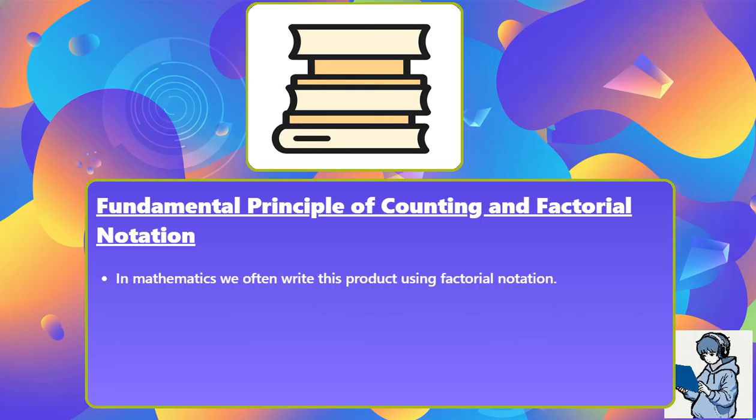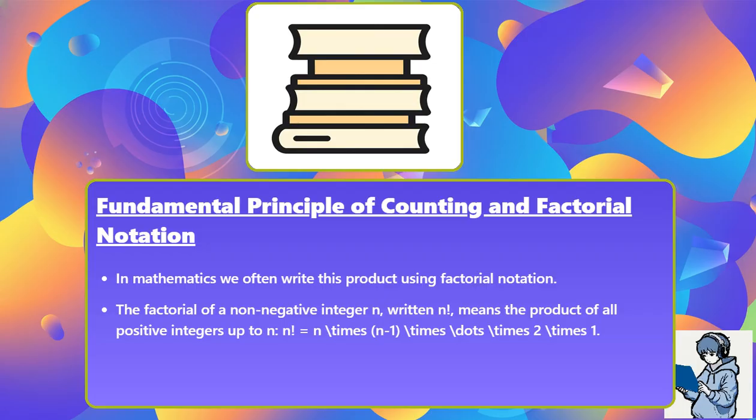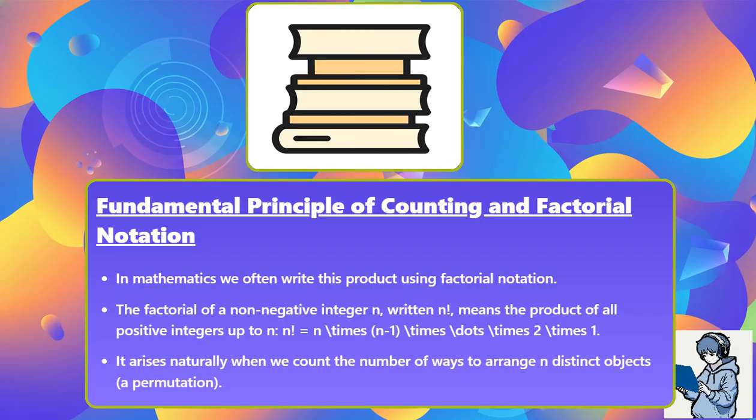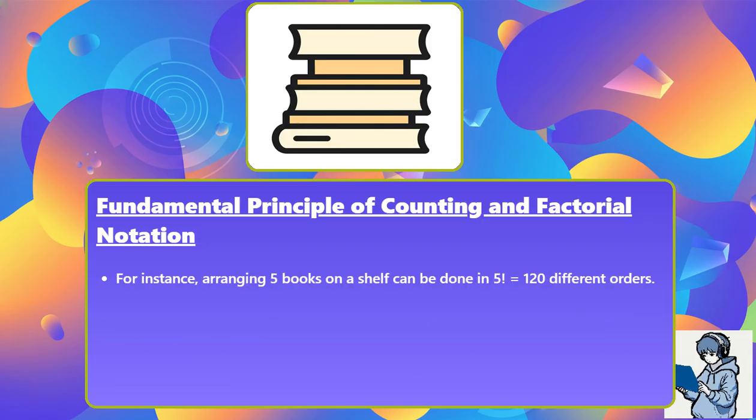In mathematics, we often write this product using factorial notation. The factorial of a non-negative integer n, written n factorial, means the product of all positive integers up to n. N factorial equals n times n minus 1 times ... times 2 times 1. It arises naturally when we count the number of ways to arrange n distinct objects, a permutation. For instance, arranging 5 books on a shelf can be done in 5 factorial equals 120 different orders.